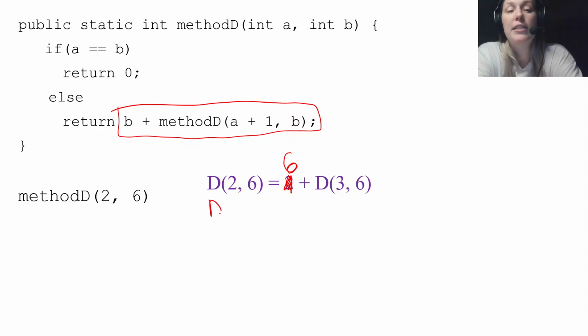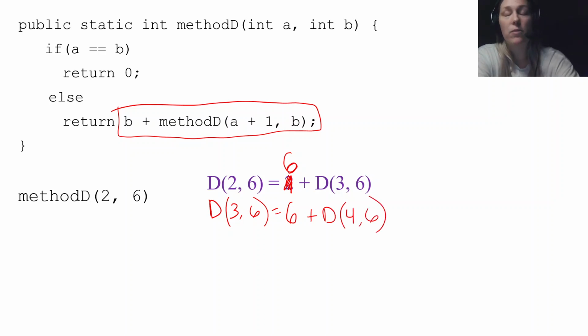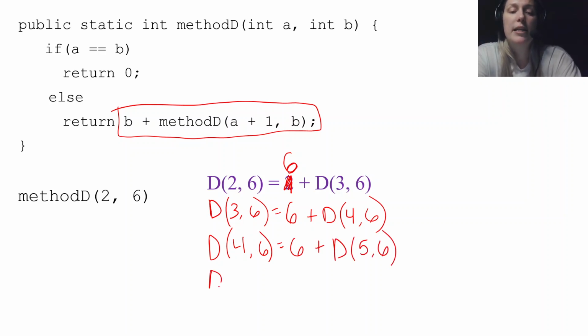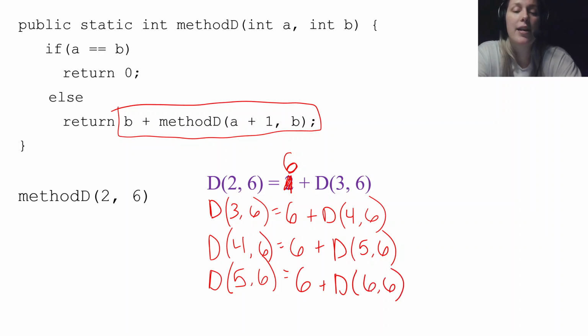So then I need to figure out D of 3, 6. Because A and B are not equal, I return the value of B plus D of 4, 6. I add 1 to A. D of 4, 6 is 6 plus D of 5, 6. Still not equal, so I'm still working through. D of 5, 6 is 6 plus D of 6, 6. Now I've reached my base case call. D of 6, 6 is going to return 0.